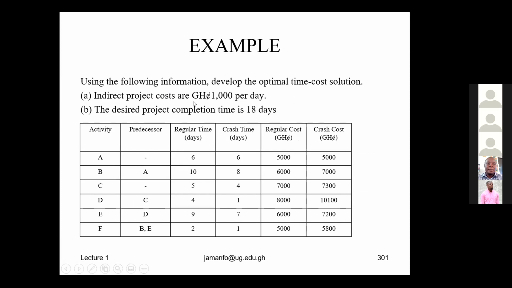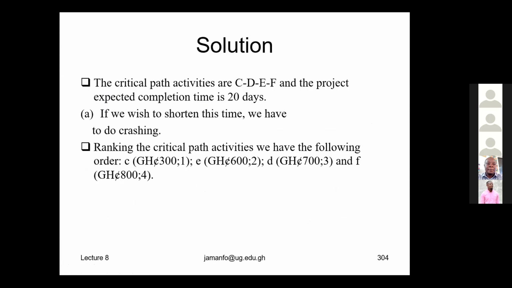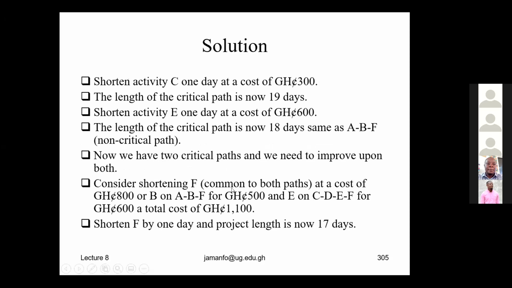But if we go to the question, it says the indirect project costs are 1,000 Ghana cedis per day, which means that we cannot crash any activities that the total cost will exceed 1,000 per day. So in that case, we cannot do this option. We can't do it, because 500 plus 600 will exceed what is permissible for a day.